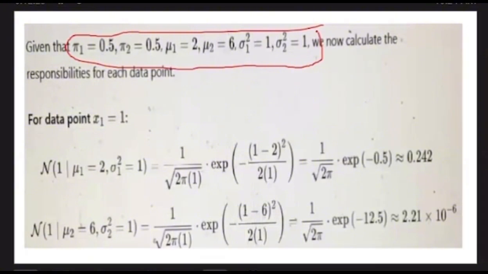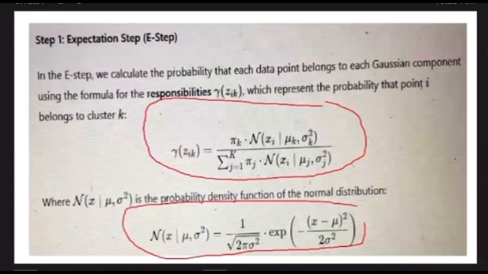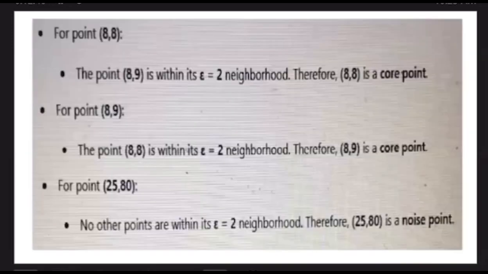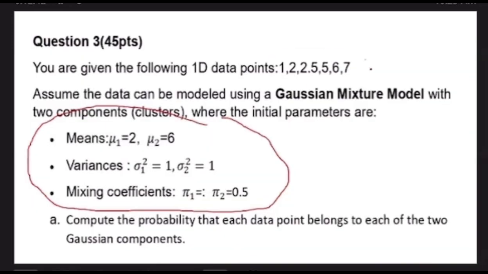You know what I want to do right now? For data point X1, how many data points do I have? I'm going to go back. How many data points do I have? Do you see that? 1, 2, 2, 5, 5, 6, 7. I'm seeing something now. Do I need to compute for 2? I have 2 twice. That would be the same value, right? I have 5 twice, right?